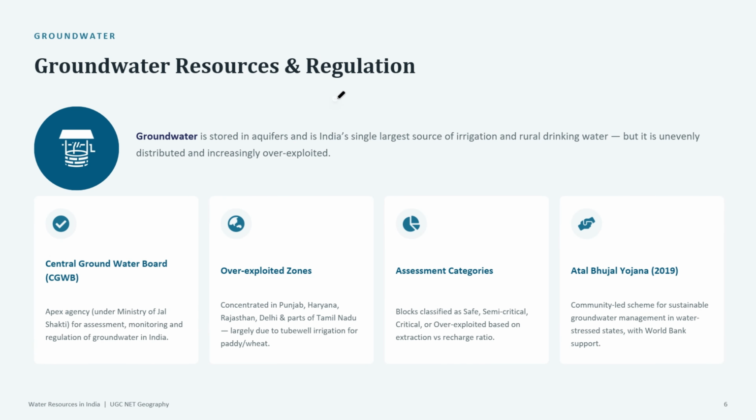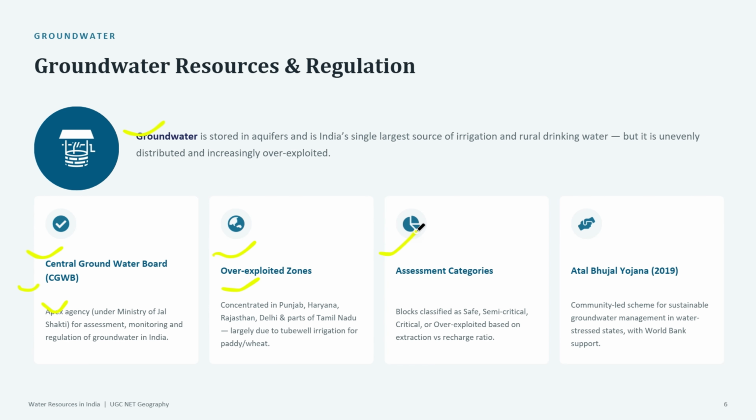Groundwater resources and regulation. Groundwater is stored in aquifers and is India's single largest source of irrigation and rural drinking water, but it is unevenly distributed and increasingly overexploited. Central Groundwater Board, CGWB, apex agency under the Ministry of Jal Shakti for assessment, monitoring and regulation of groundwater in India. Overexploited zones are concentrated in Punjab, Haryana, Rajasthan, Delhi and parts of Tamil Nadu. They are largely due to tube well irrigation for paddy and wheat.